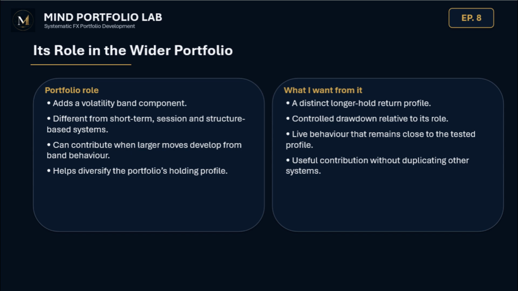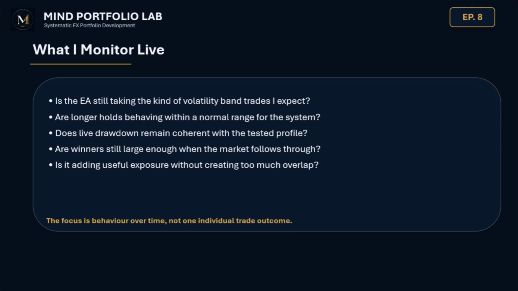That is the whole point of this series. I do not want a portfolio of EAs that all do the same thing with different names. I want each system to have a reason for being included. When I monitor this EA live, there are a few things I care about most. First, is it still taking the kind of volatility band trades I expect? Second, are longer holds behaving within a normal range for the system? Third, does live drawdown remain coherent with the tested profile? Fourth, are winners still large enough when the market follows through? And fifth, is it adding useful exposure without creating too much overlap with the rest of the portfolio? Those questions matter more than any individual trade outcome.